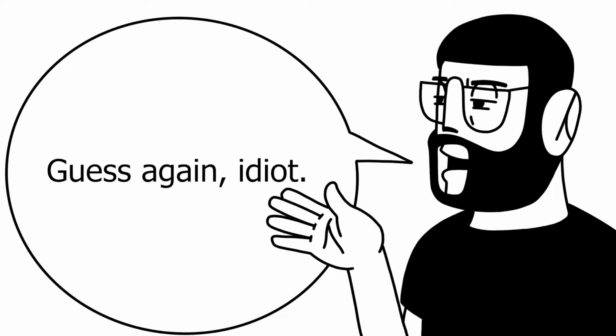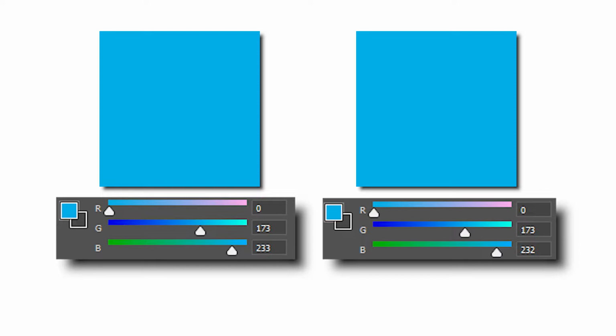Firstly, look at these two colors. At first glance, you would think that they're the same color, right? Well, guess again, idiot. And I mean that with love. If we look at the RGB values, you can see that, well, look at that. There is 1 point difference between these two in the blue channel, making these two different colors.